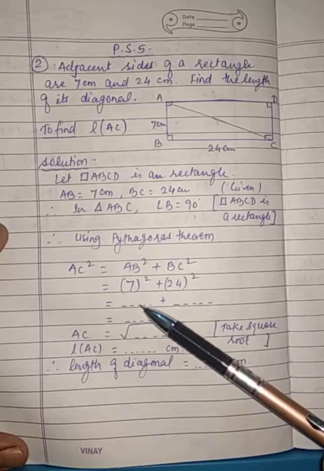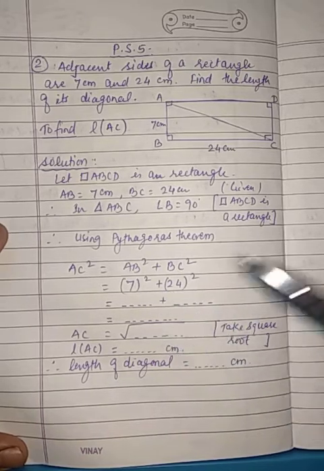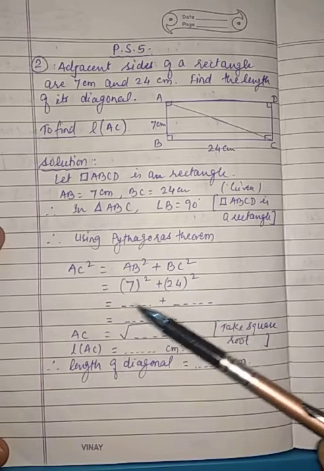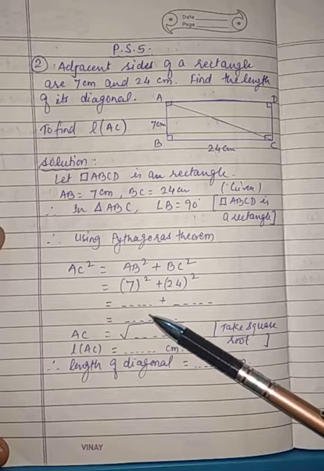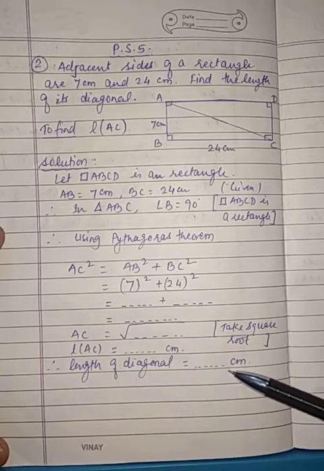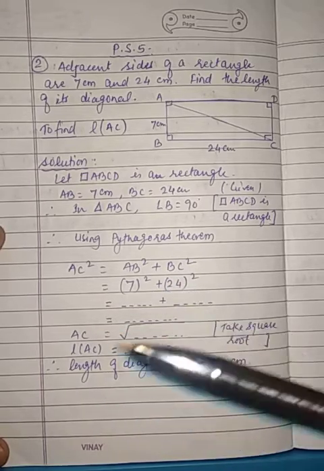Now I have made an activity sheet here. Calculation part I have left for you. You have to square these numbers, add, you will get a number, then find the square root of that number. That will be your answer. So calculation part I have left for you. All of you will try this sum on your own.